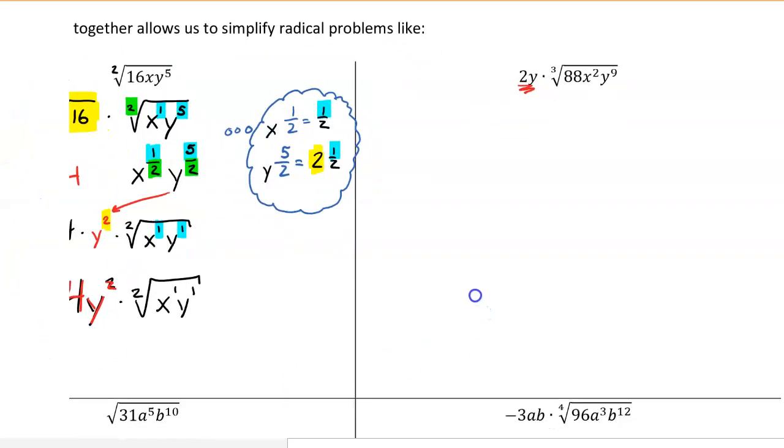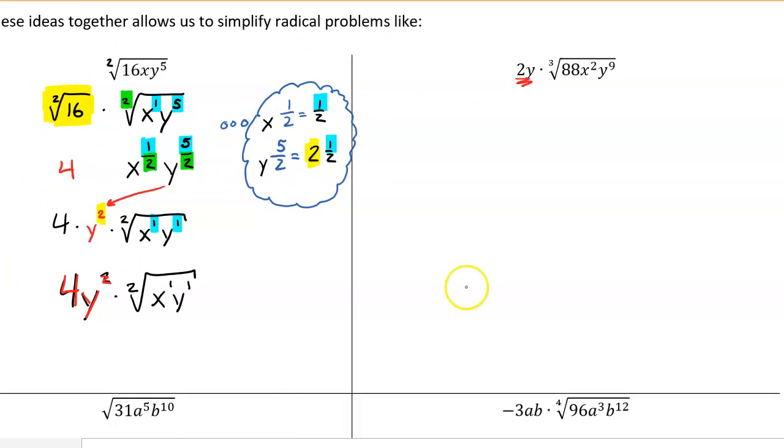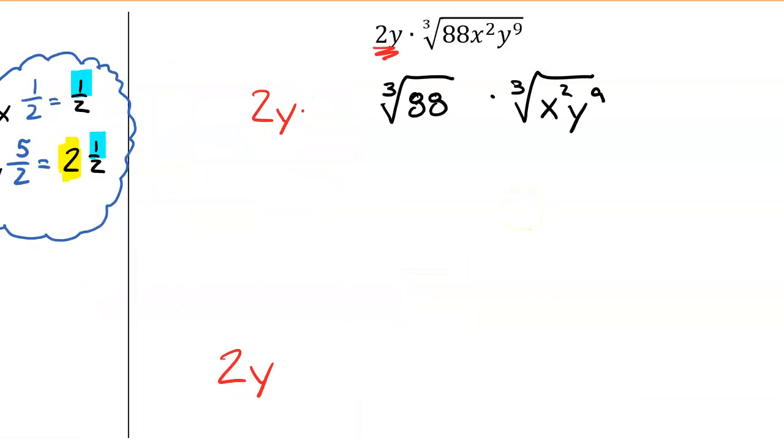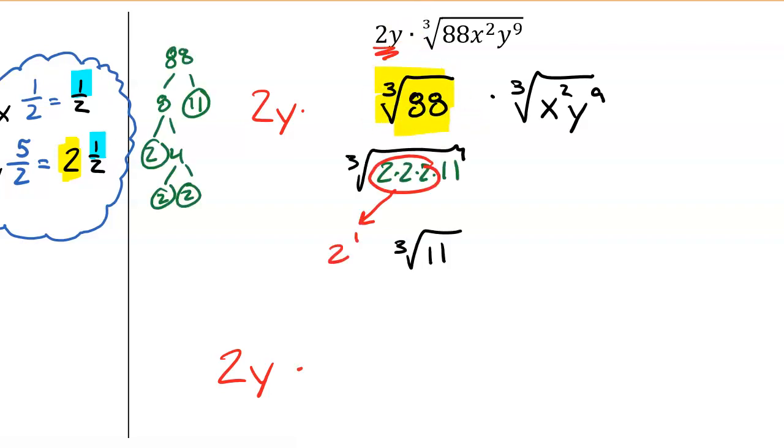So in terms of our last steps, I'm going to write 2y all the way down here at the end, and we're going to multiply that with whatever our answer from our radical is going to be. So interpreting this as the cube root of 88 times the cube root of x squared y to the 9th, again, with that 2y just sitting along until we can do something with it, we can simplify the cube root of 88 as 2 times the cube root of 11.